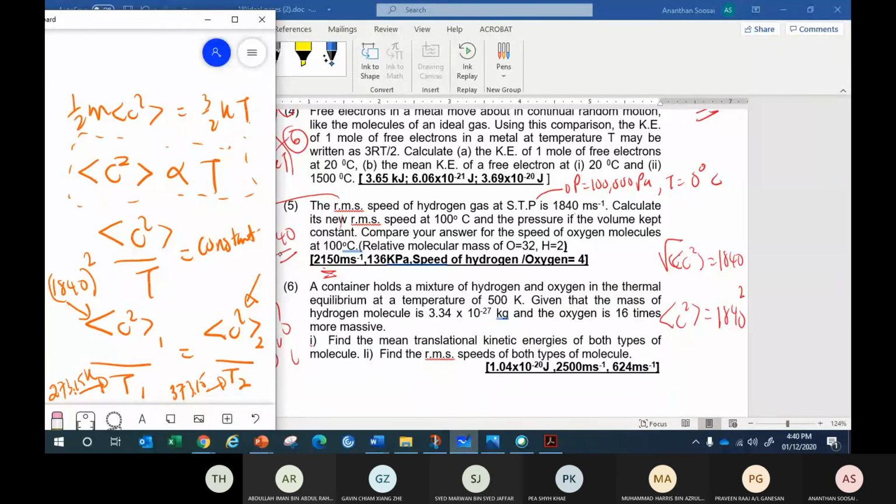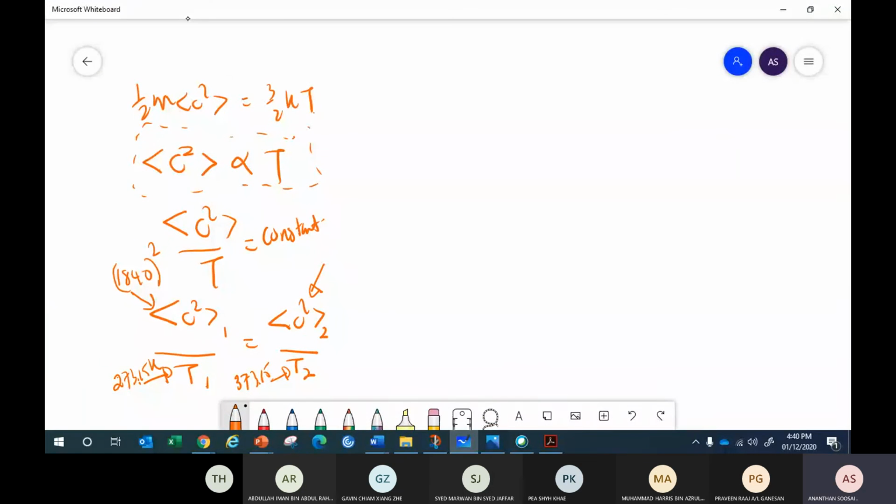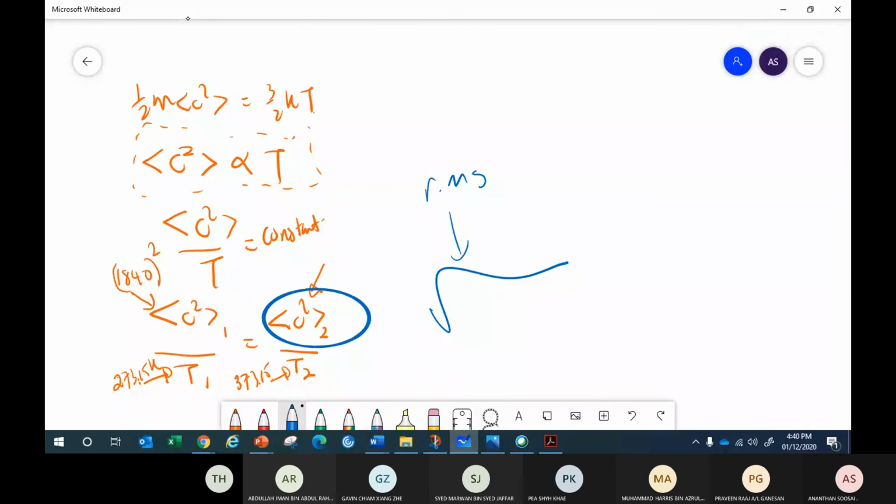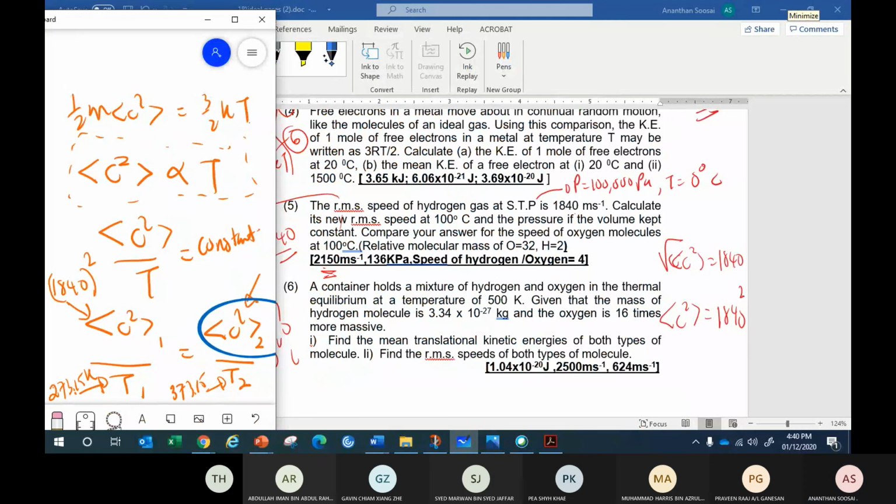Okay. So whatever answer you got here, you must square root it to get the RMS value. Okay, so I hope everyone got 2154. Slight difference is fine. What is the answer? Anyone? Anyone got 2154? Yes, 2154. Okay, good.